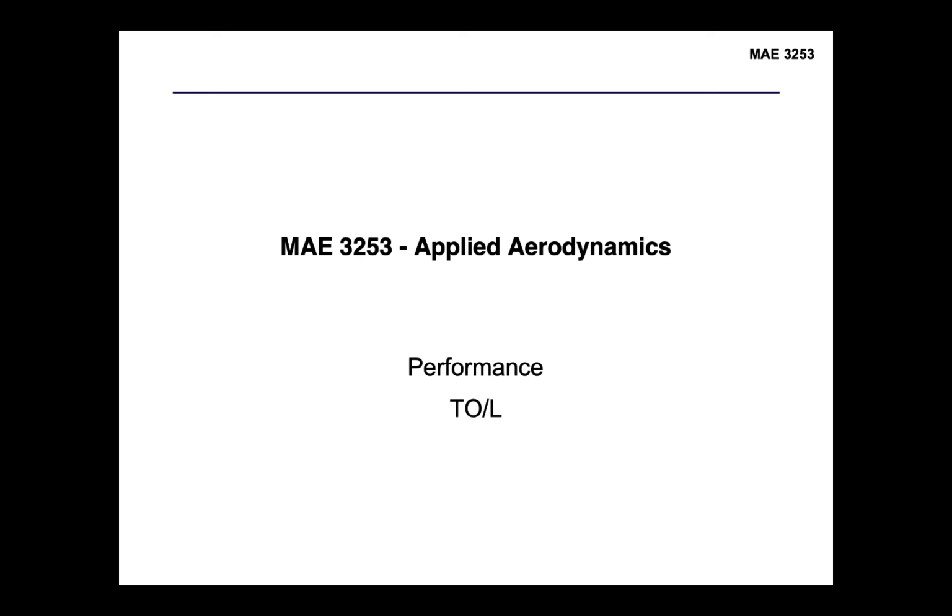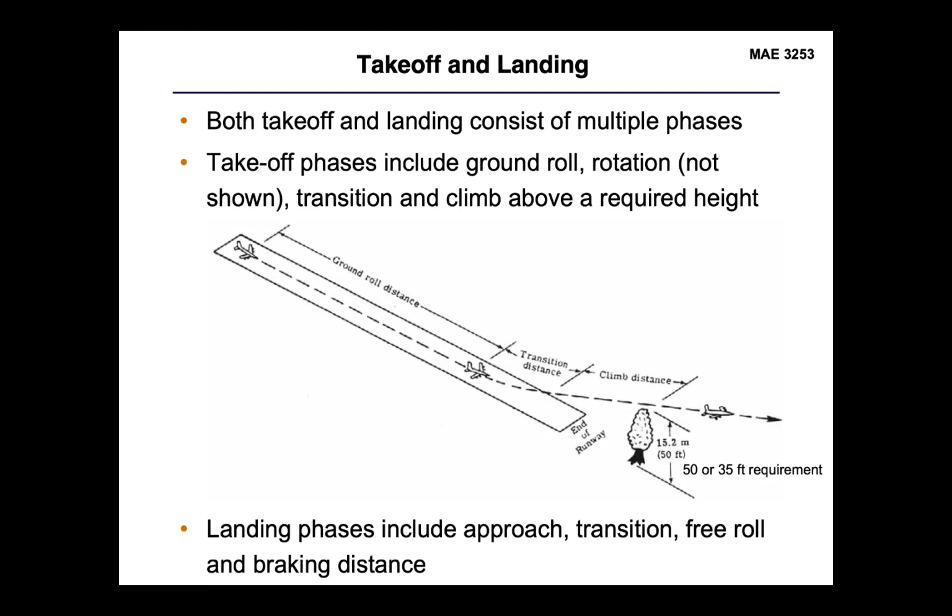So our next discussion on unsteady performance is going to be focused on takeoff and landing. Now, in general, takeoff and landing both consist of multiple phases. It's not just the portion of the ground roll where the wheels are in contact with the runway.